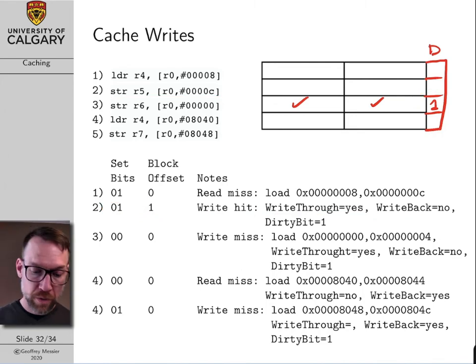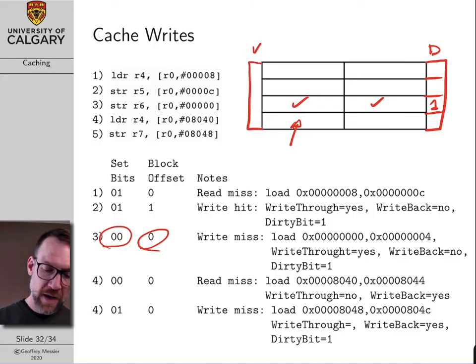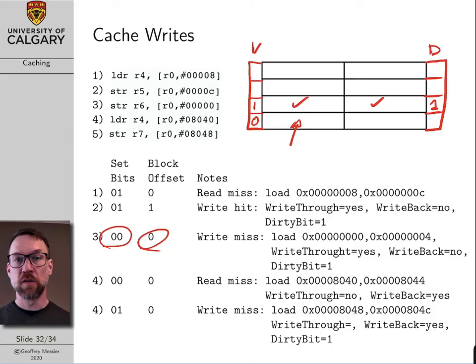Okay, let's go on to line 3 now. So in line 3, we want to store the value in register T1 in memory location 0. This corresponds to set 0, block offset 0. So it's this memory location. And if we were to check our valid bits, so this is a V, the valid bit here would be a 0, because nothing yet has been written here. And so there's not a valid cache entry in set 0. And this would be considered a write miss.